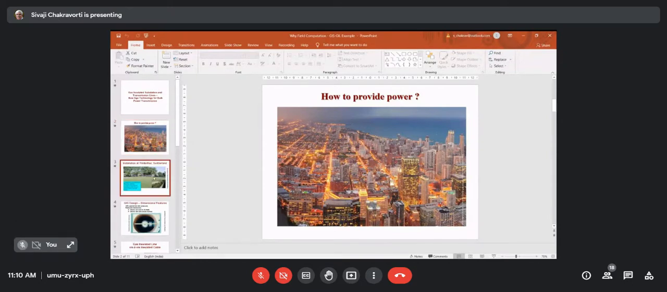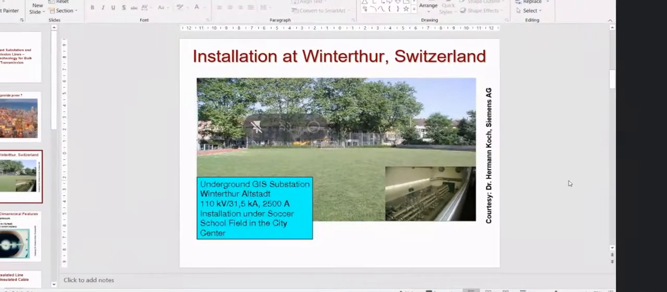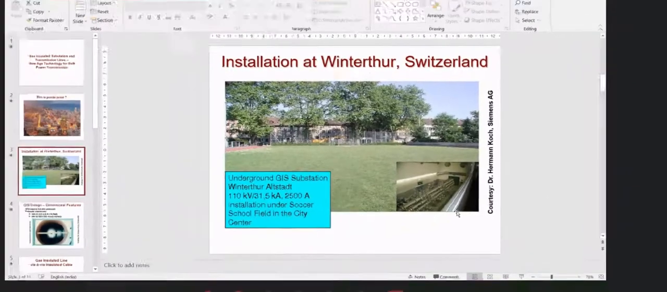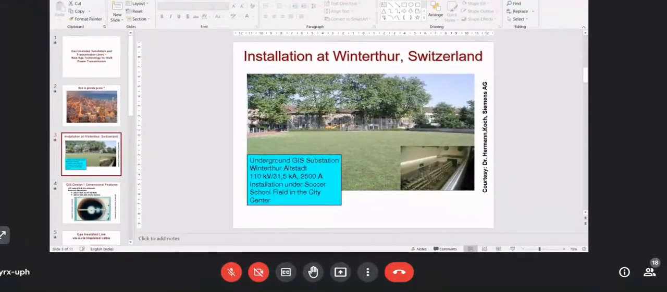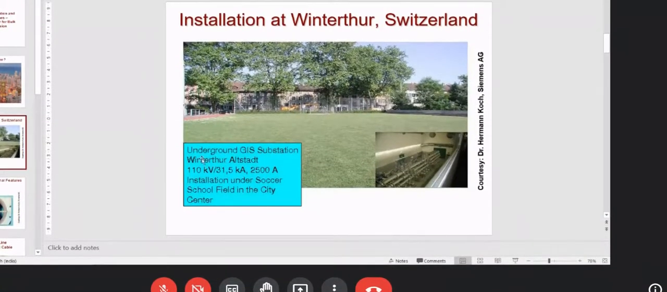For that, I will show you a photograph. This is a real life photograph given to me by Siemens. I have given the name Dr. Herman Koch of Siemens. He gave this photograph to me. Now you can see written here, underground GIS substation, the place is called Winterthur Altstadt. Altstadt means old city. This is in Switzerland. And you can see it is a soccer field. And this substation, in the small inset, is below this soccer field.